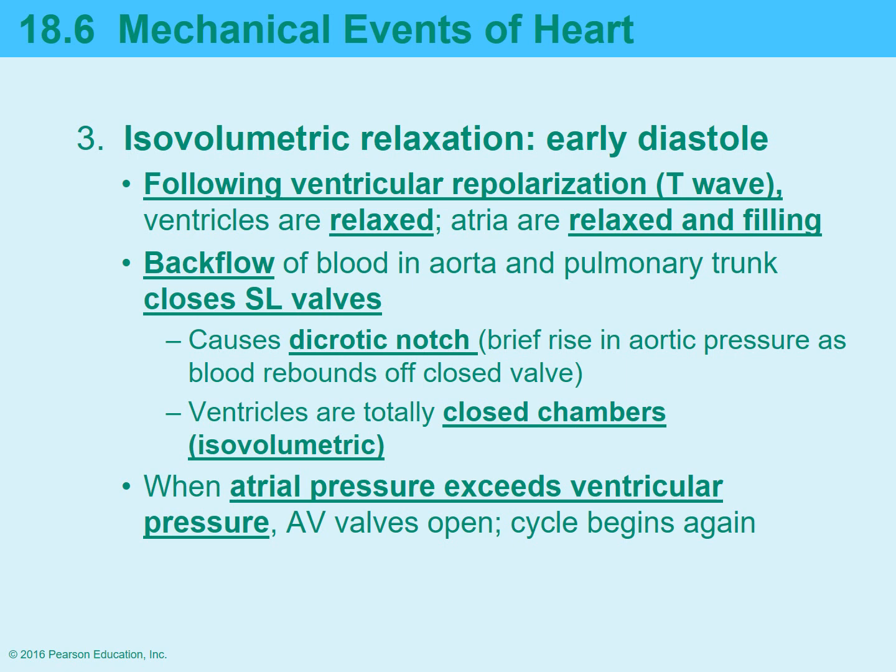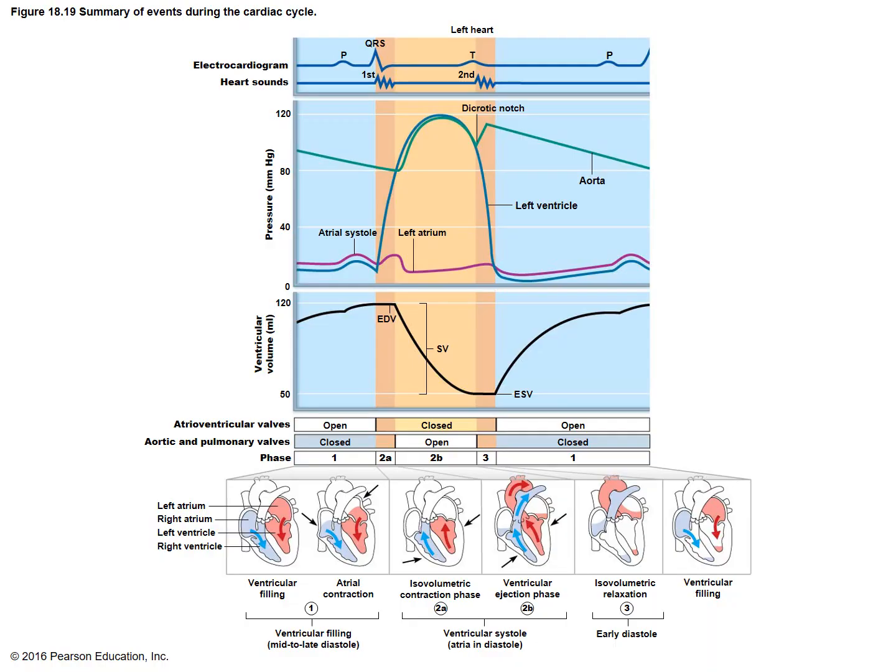When the atrial pressure now rises or exceeds that in the ventricles, then it's going to force the AV valves to open. And then you start over again. Blood flows from the atrium down to the ventricles. And you just keep cycling through this process.